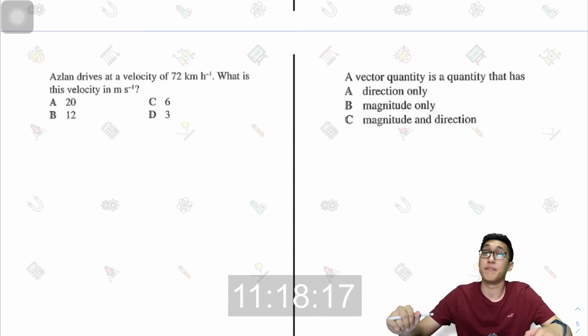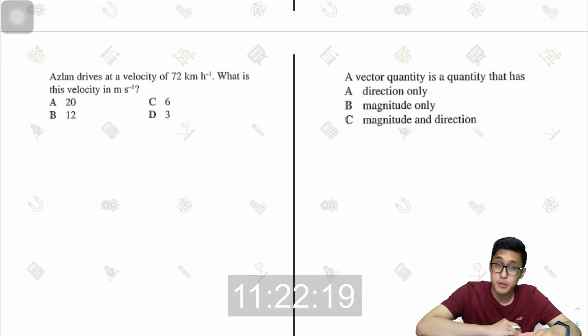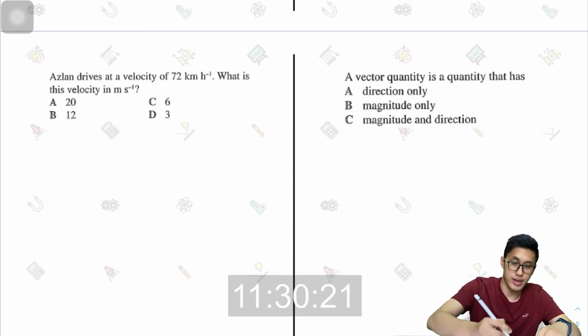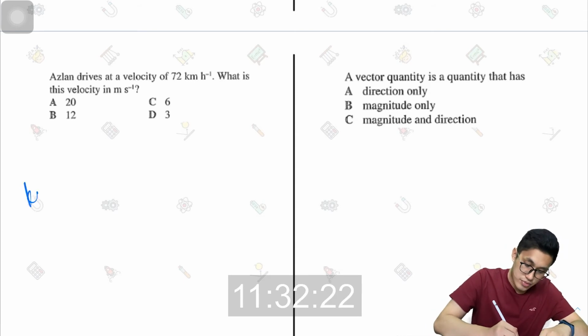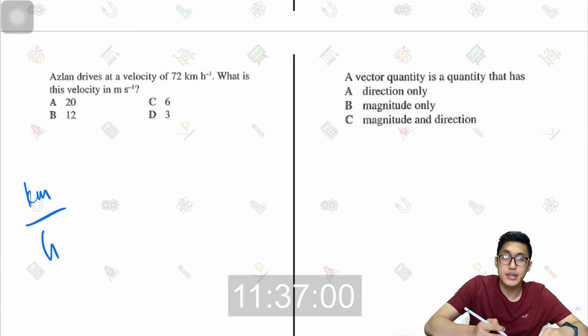Next, Aslan drives at a velocity of 72 kilometers per hour. What is this velocity in meters per second? Very important, you need to know how to change from kilometers per hour to meters per second, because that is what you need. That is the units you use for your Suvat equations, right? So it's very simple. Kilometer per hour can be written this way.